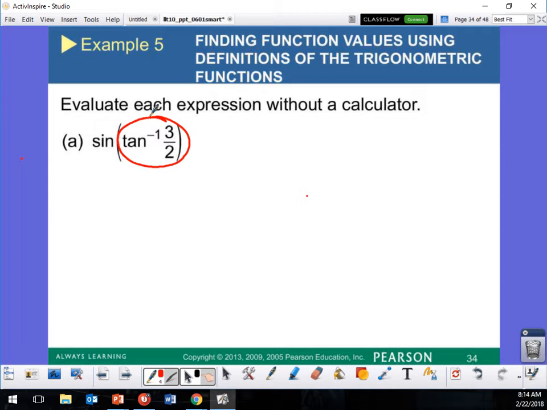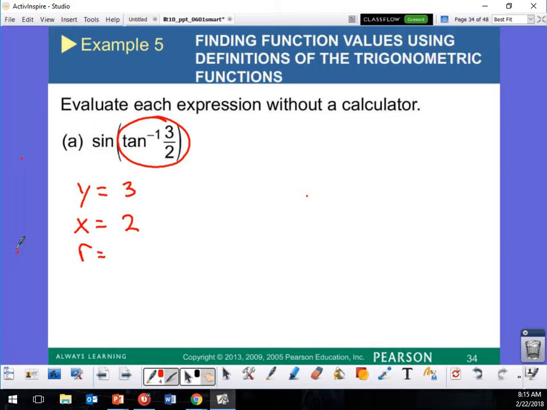Anyway, I'm going to first focus on this right here. I always have to start from the inside. From the inside, they gave me tangent, and we know tangent is y over x, or sine over cosine. My y value here is 3, my x value is 2, and I'm missing the r.